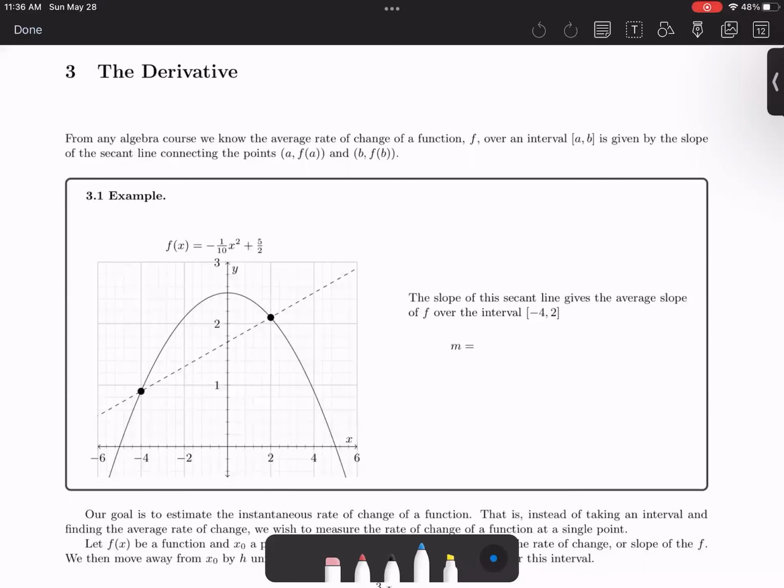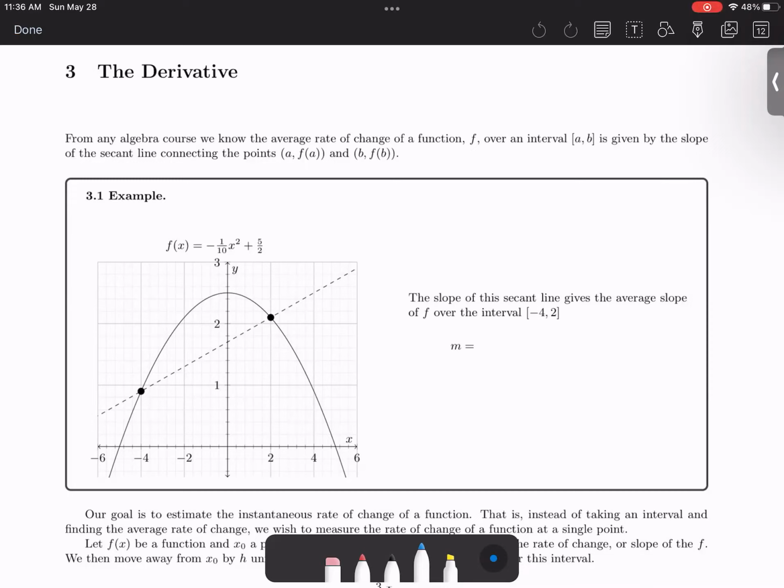All right, this example should involve no calculus, but it's going to put us in the right frame of mind. It's going to put us into the setting of rates of change, which is what the derivative is. The derivative is the instantaneous rate of change. So let's review what we know from algebra, how to find average rates of change.